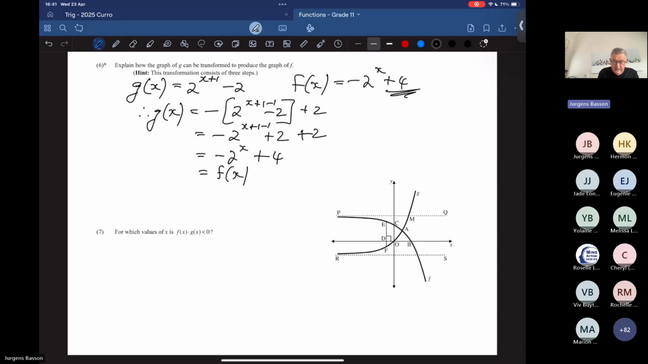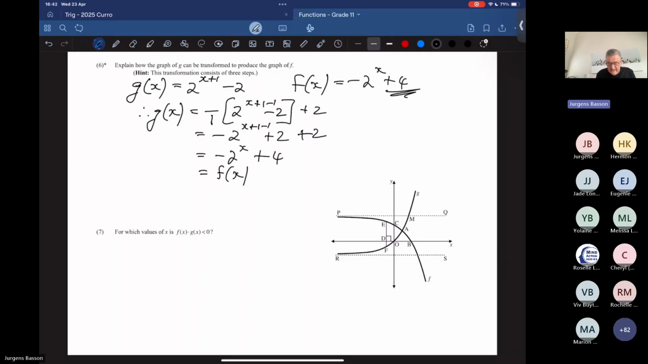So my 3 transformations: a reflection, that was the first one. Secondly, it was the horizontal shift of 1 unit, and then a vertical shift of 2 units. And that will produce the graph of f(x). A pretty interesting question, if I may say so. So, ladies and gentlemen, we have an inequality on these ones.